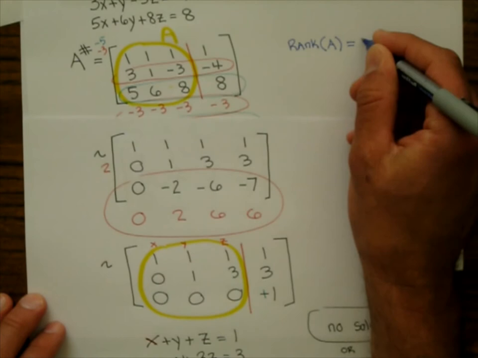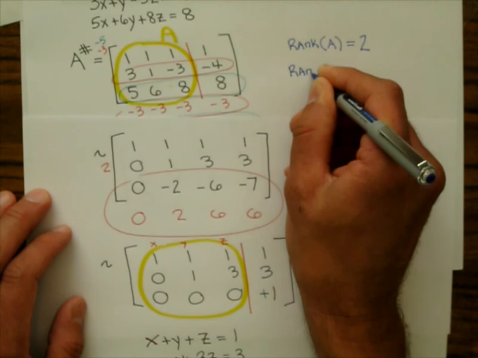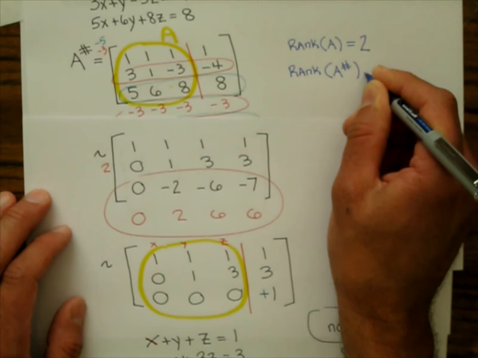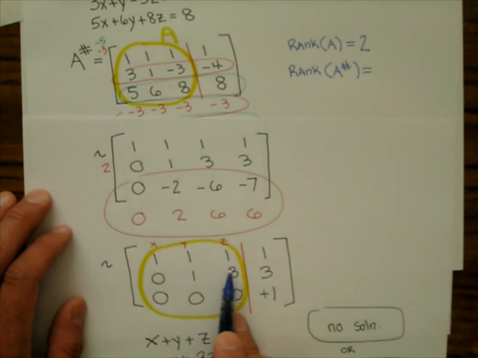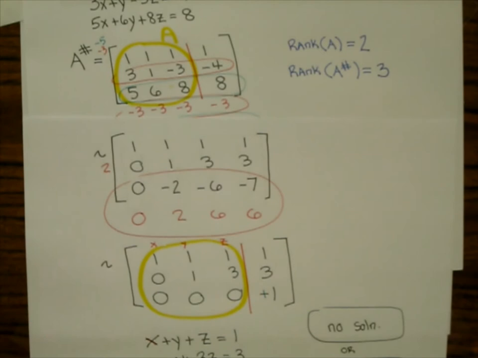The rank of A augmented, that's the whole 3x4 matrix. Well, if you're considering these numbers here, then it actually has rank 3. Okay, so now I think it's time to look at this theorem here.